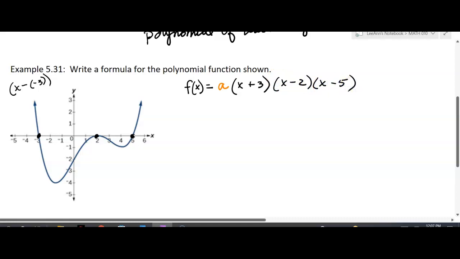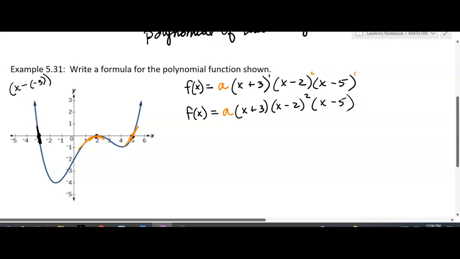Now, I didn't do anything with the multiplicities, but we'll do that now. So it looks like it's crossing here pretty much straight across. So that's going to have a multiplicity of 1. I wouldn't normally write the 1. And then this is at 2, we're bouncing, right? So it's got to be even. So the least even number is going to be 2. And then we're crossing here as well, and so that's going to be a 1. So now I have my function saying f of x equals some a that we're going to have to figure out, and then the factors are going to be x plus 3, x minus 2 squared, and x minus 5.